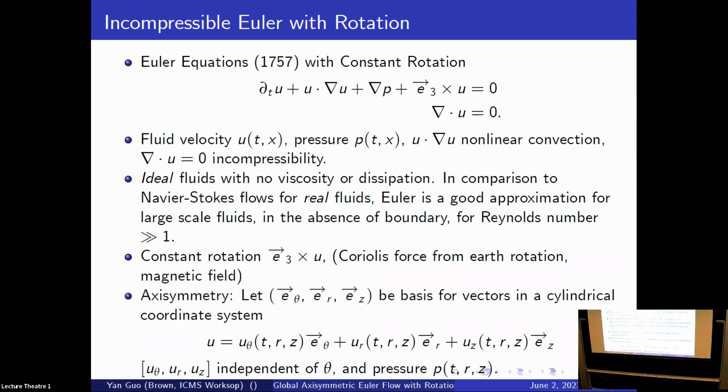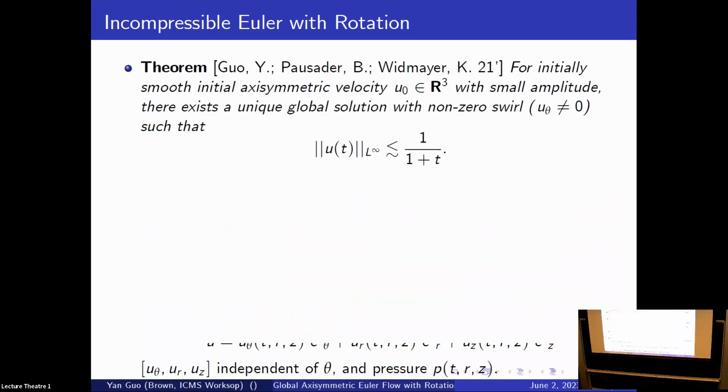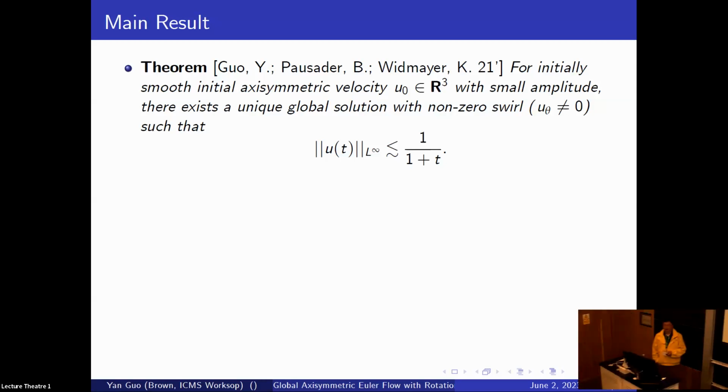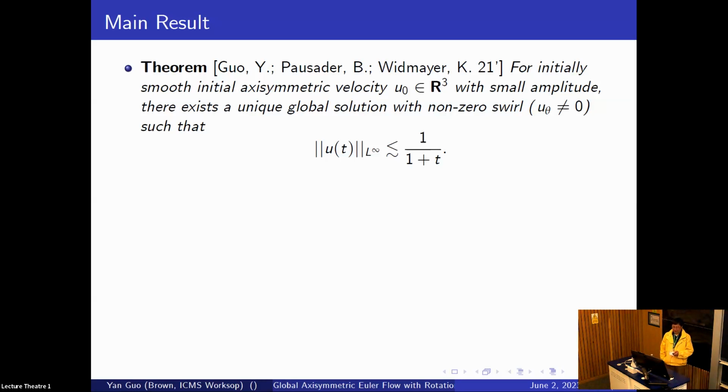So let me state a formal result of our project. This is a joint work with my colleague Benoit Pausader and Widmer, who is now in Zurich. Let's consider an initially smooth axisymmetric velocity field, and it is small in some topology. Then there exists a unique global solution with a non-zero swirl, U theta non-zero, so that you have the 1/t decay, which is the linear decay rate in the presence of this rotation. So this is our result.